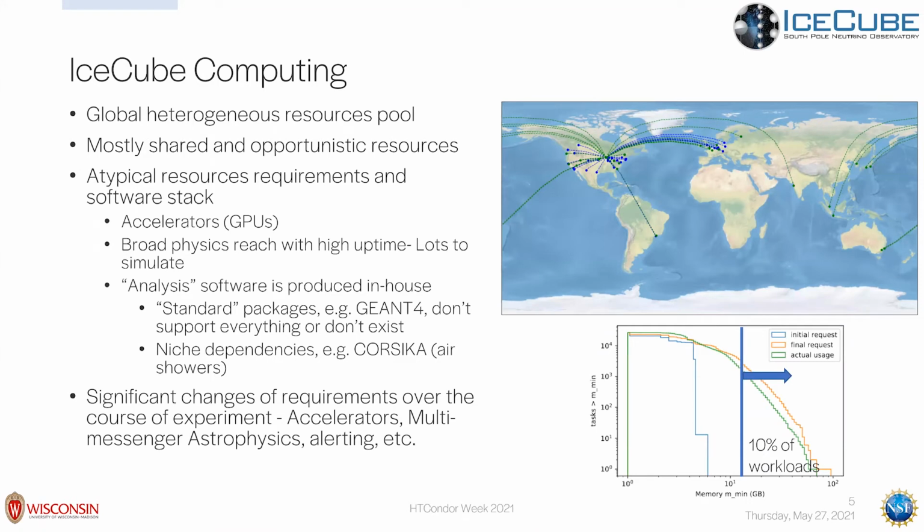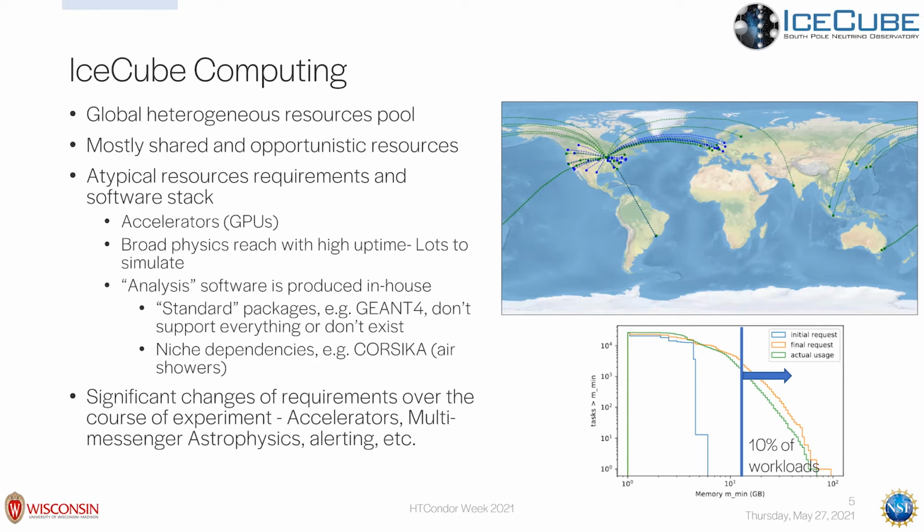So we've created this sort of global heterogeneous resource pool. You can see here from Madison out, we can reach resources that are across the world on nearly every continent. But we mostly share in opportunistic resources, meaning that we borrow a lot of resources from other people through Open Science Grid, shared in the sense that we get some allocation on a resource and we use that to do our computing.